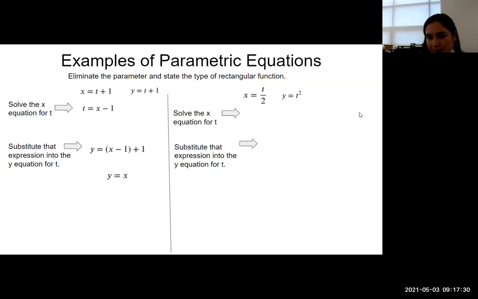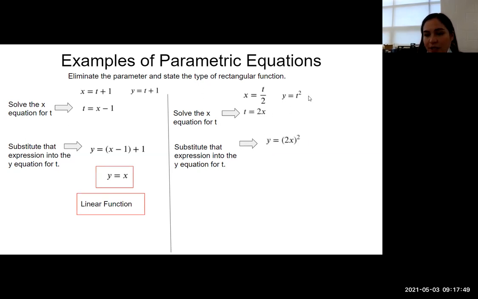Okay, so here is an example on the right. We have x equals t over 2 and y equals t squared. Again, we'll solve that x equation for t first. Multiply both sides by 2, and we get t equals 2x. And we substitute that 2x in for t. So we have y equals (2x) squared, which is y equals 4x squared.